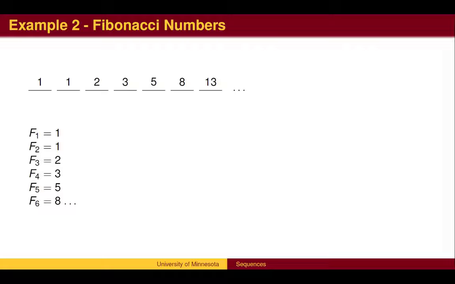This sequence is the sequence of Fibonacci numbers, and we will use the capital letter F to denote terms in the sequence. The first term, F sub 1, is 1. The second term, F sub 2, also equals 1. Every successive term is found by adding the previous two terms.